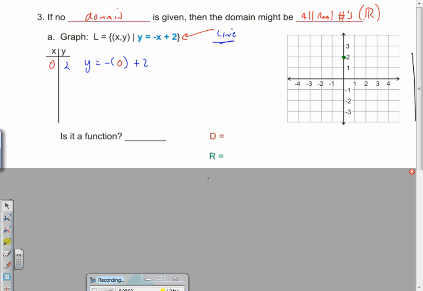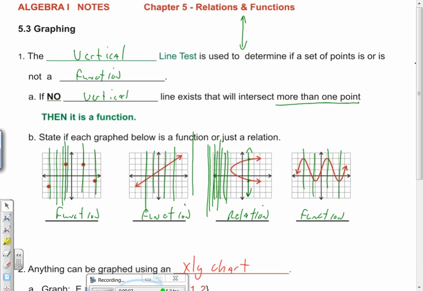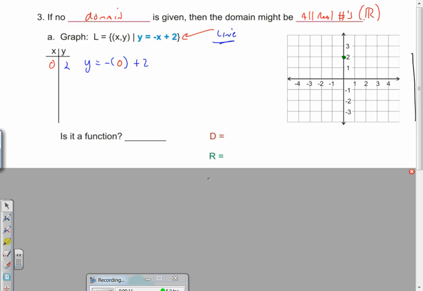All right, so here's the continuation, and just so you see, this is lesson 5.3 graphing, finishing off the lesson. So hopefully you're in the right place, and here's the rest of this lesson.